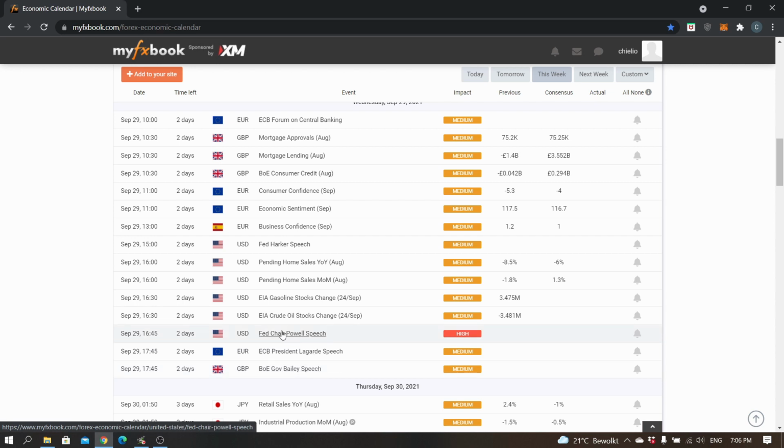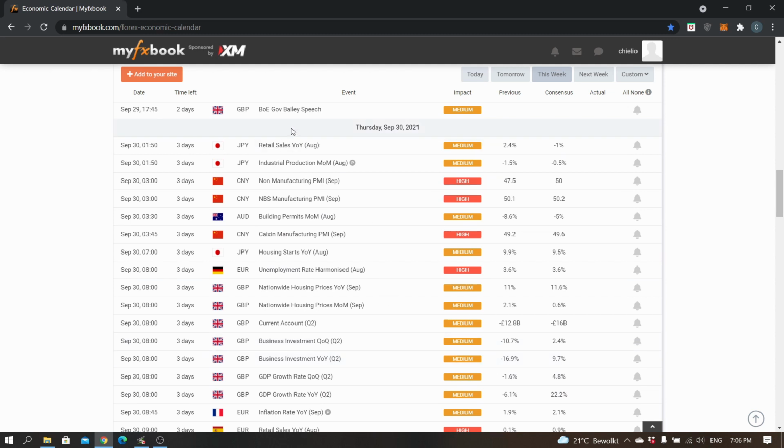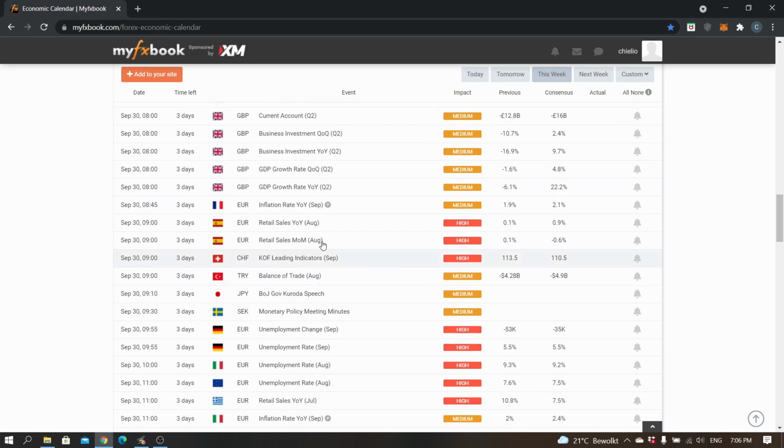It also depends on what is said in the previous speech. Governor Bailey and the Powell speech, quite important. Then we have this. The building permits could be important for the Australian dollar, as well as retail sales. But as these are in the night, I will just prevent myself from trading in these pairs. Then we have GBP. I think the GDP growth rate is the most important one. This one not too much, current account not, but these ones are definitely good to look out for and also important. Retail sales of Spain, not important.